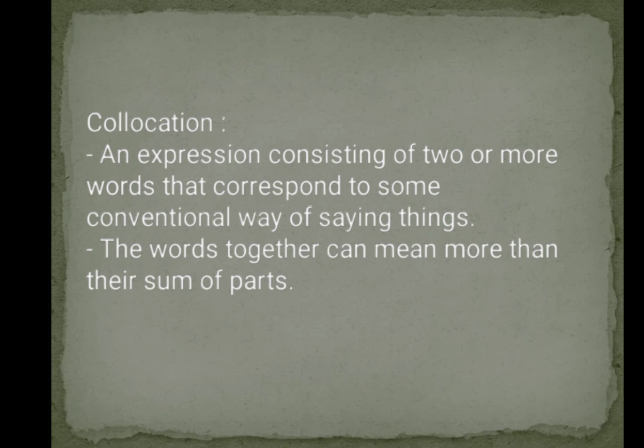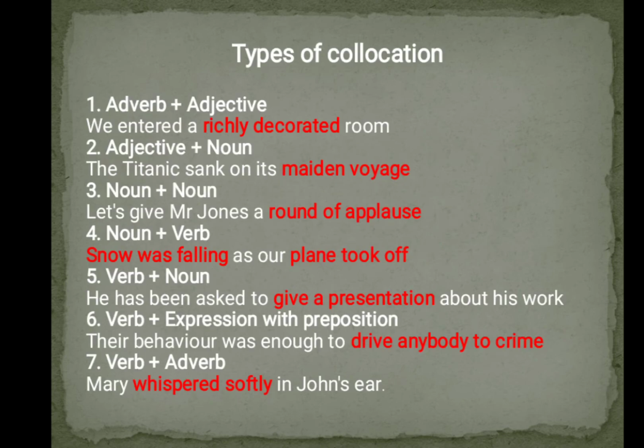Collocation is an expression consisting of two or more words that correspond to some conventional way of saying things, or the words together can mean more than their sum of parts. There are 7 types of collocation. Number 1 is adverb plus adjective. For example, we entered a richly decorated room.